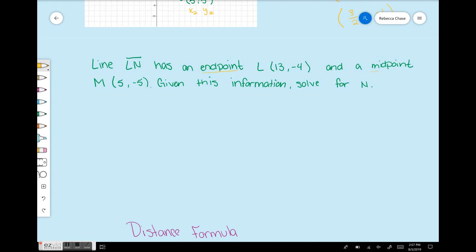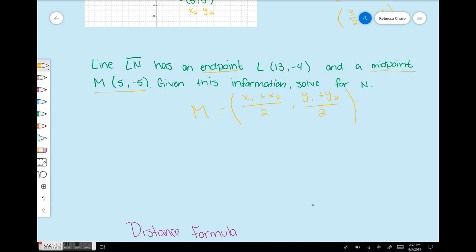All right, the last problem we're going to do with midpoint is one that, instead of giving you 2 endpoints, is going to give me 1 endpoint and the midpoint, and it's asking me to find the other endpoint. So I'm still going to use the same formula: x sub 1 plus x sub 2 over 2, comma, y sub 1 plus y sub 2 over 2. That's going to give me the midpoint.